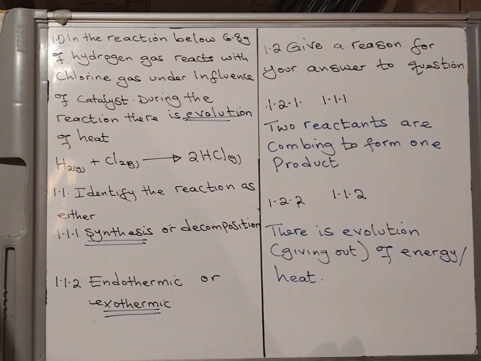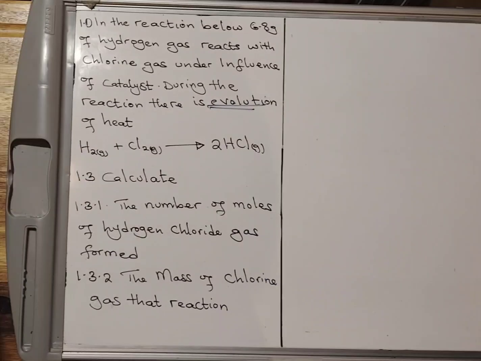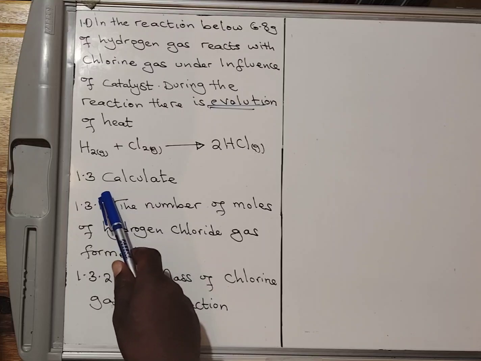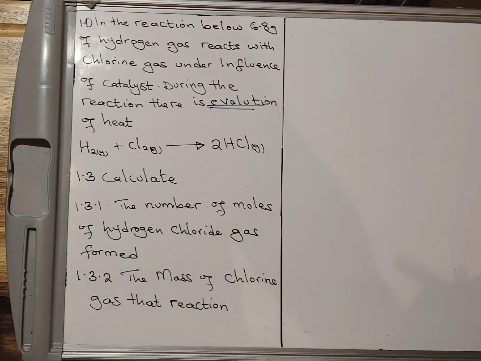So let's go to another question, the next question. So still on the same question, on the same setup, we have this question. It says, calculate the number of moles of hydrogen chloride gas formed. Okay. How do we go about that? Okay, there are several ways of doing this question, like five or six ways. But we are going to use the easiest, which we feel is the easiest, is stoichiometry.